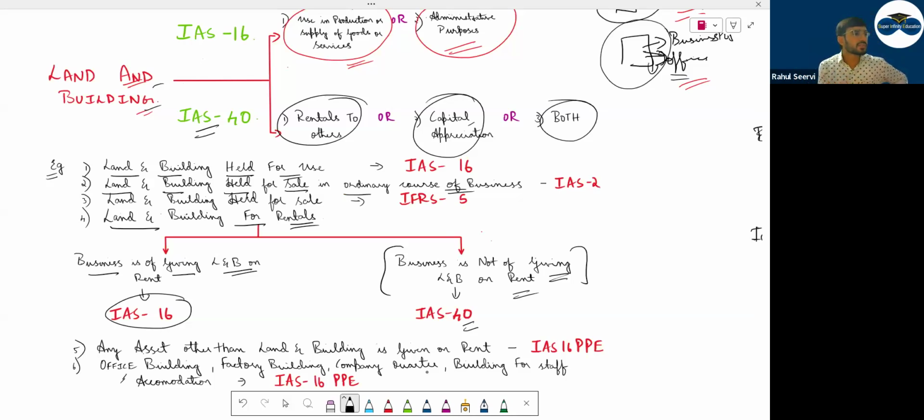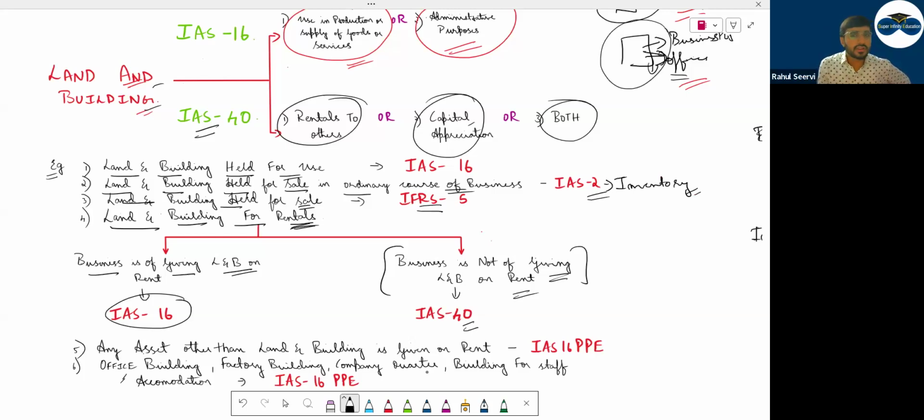You would have seen some companies, they purchase, they sell, they purchase, they sell the buildings at profit. Then it will be your inventory. Like your finished goods. If I'm selling iPhones, it is inventory to me. Same case, if I'm doing the business of buying and selling land and building, it will be an inventory for me. Then land and building held for sale, IFRS 5, we will cover this later.